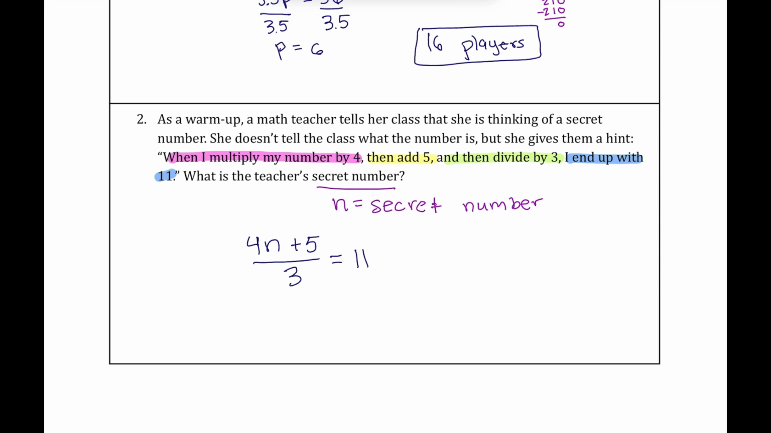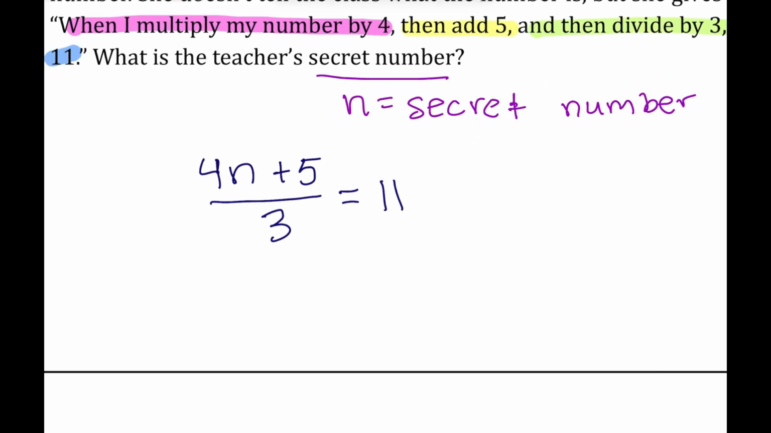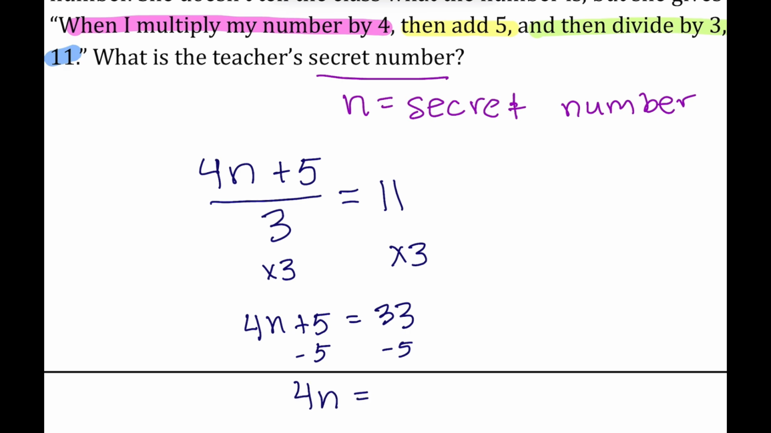So now to solve this equation, essentially we're undoing all the operations. The first thing we need to undo is the divided by 3. We can undo that by using the inverse operation, which is multiplying by 3. So multiply both sides of the equation by 3. We're left with 4n plus 5 equals 33. Next, we're going to subtract 5, right? We want to undo the plus 5. So subtract 5 from both sides. We get 4n equals 28.